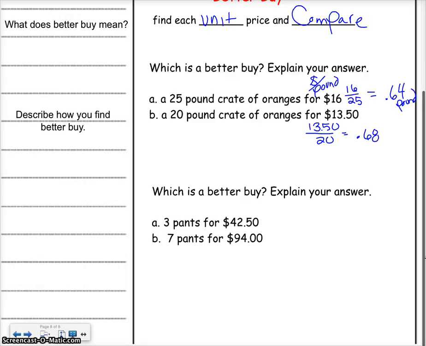So which one's the better buy? Which one's cheaper? A is cheaper. So you would say the 25-pound crate is the better buy. Or just write 25-pound. I don't care. But explaining, this is explaining. Your math explains it. If I can see that you found each unit rate, you're good. It's not always the one that's more.